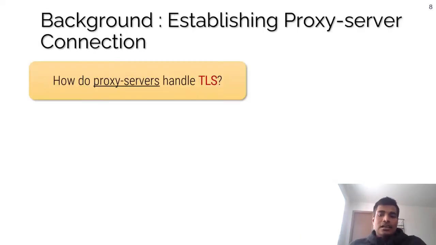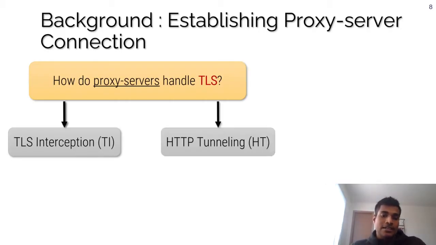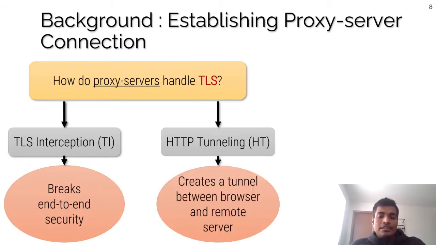Now the next question is, how do proxy servers in our case handle TLS protocol? So we have found the proxy-based mobile browsers rely on two classes of connection establishment. The first one is TLS interception and the second one is HTTP tunneling. In TLS interception, the proxy server breaks the end-to-end security guarantee provided by TLS. Whereas in HTTP tunneling, the proxy server creates a tunnel between the browser and the remote web server. In the next two slides, I will show you how these techniques work.